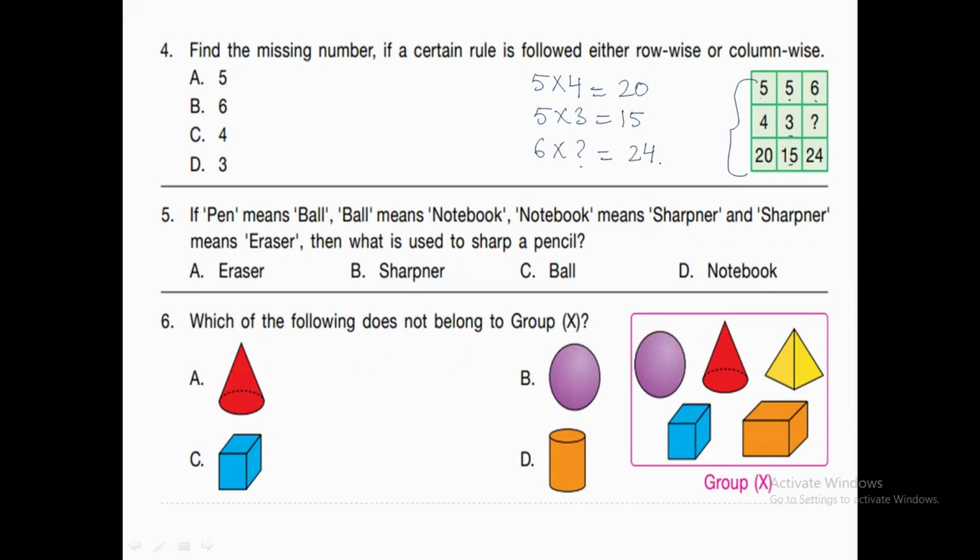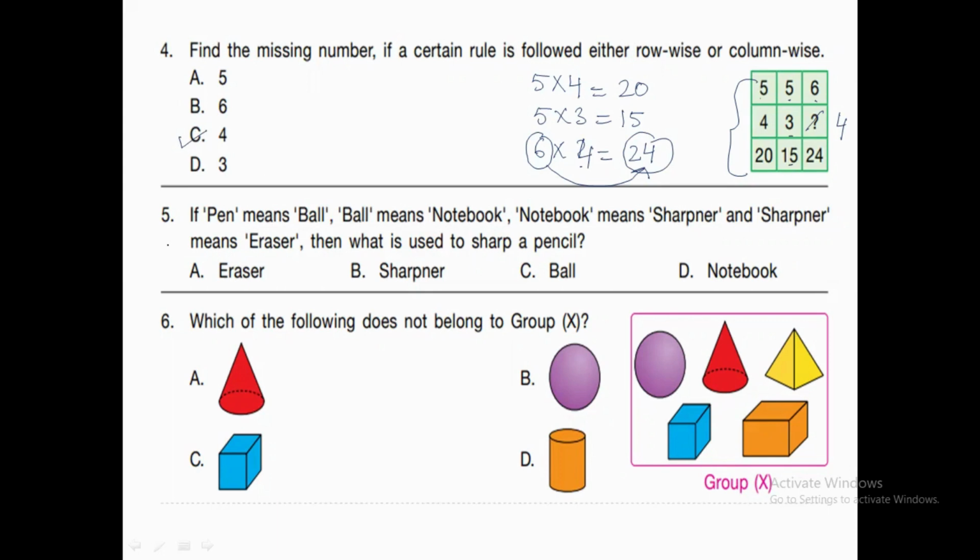For this we need to find, in the table of 6, how many times 24 comes. So we have to read the table of 6. We all know that in the table of 6, 4 times is 24, like 6 fours are 24. So what number should be at the place of the question mark? 4. So 4 is in option C. That's why option C is the correct answer.